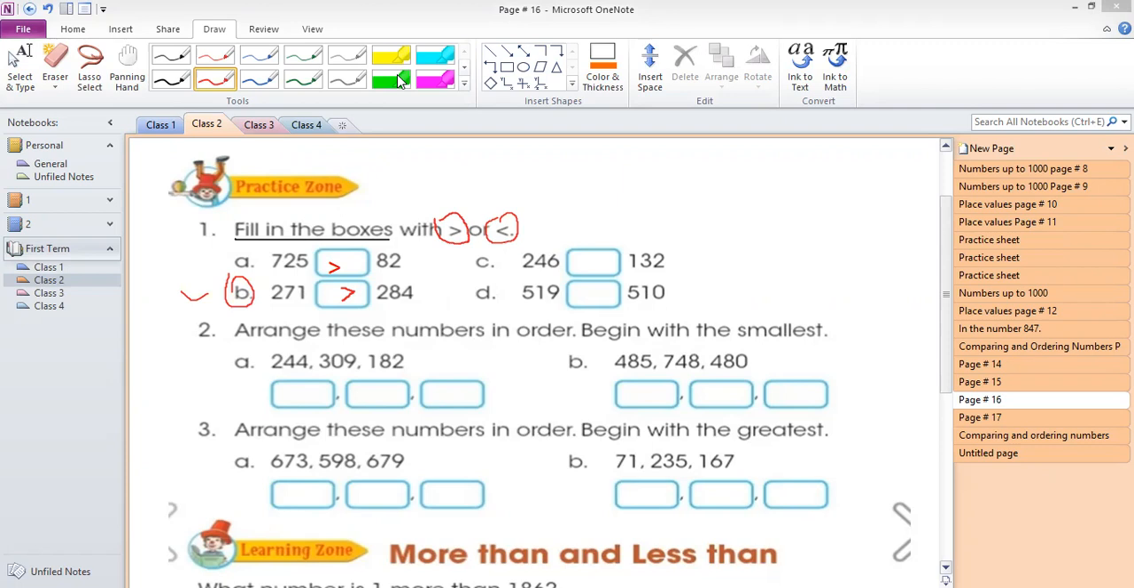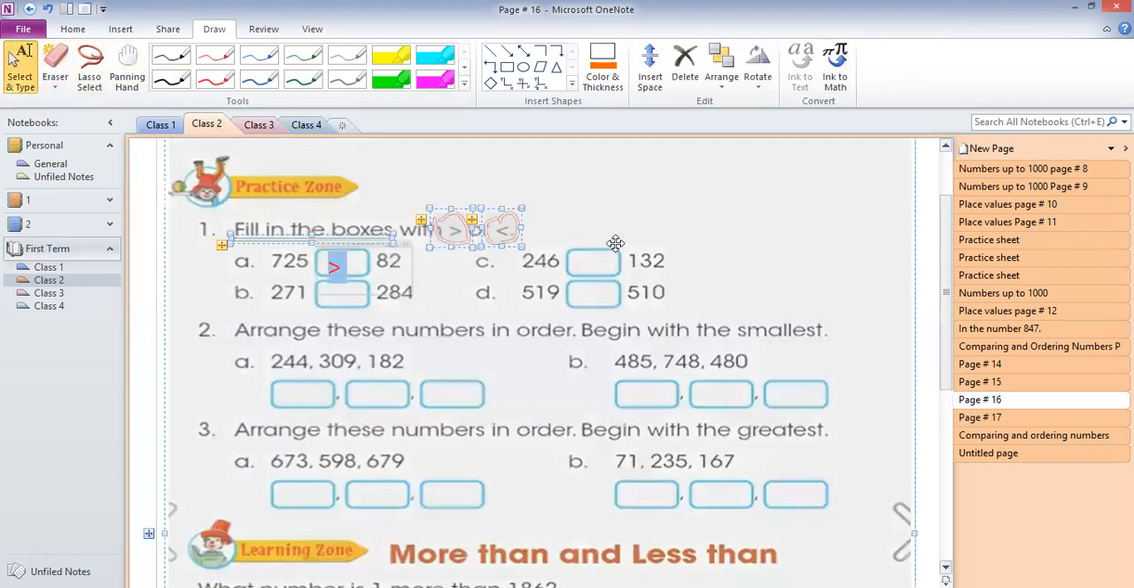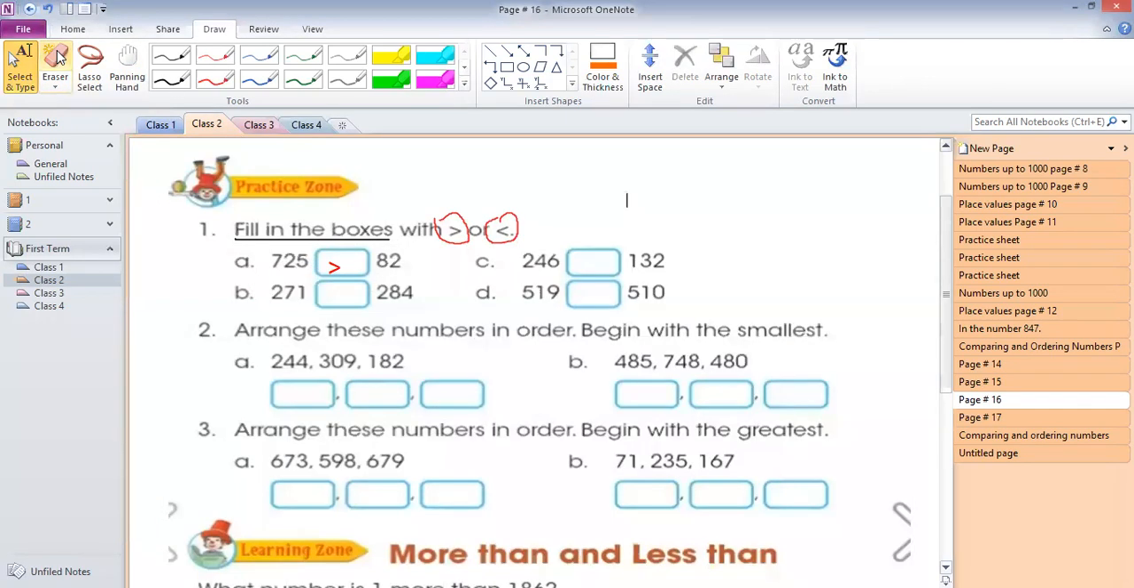Abdul Malik Hassan. Yes, sir. Yes, Abdul Malik. 271 and 284. Which is bigger and which is smaller? 284 is bigger. Okay. So I have to put one of these signs here. Which sign should I put? Greater than sign or less than sign? I mean this sign or this sign? Which sign?